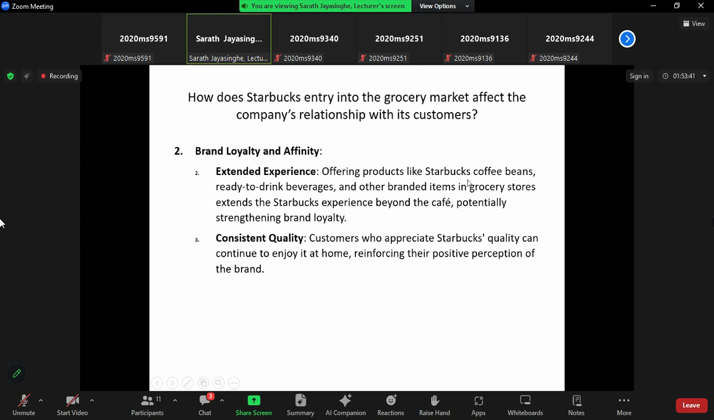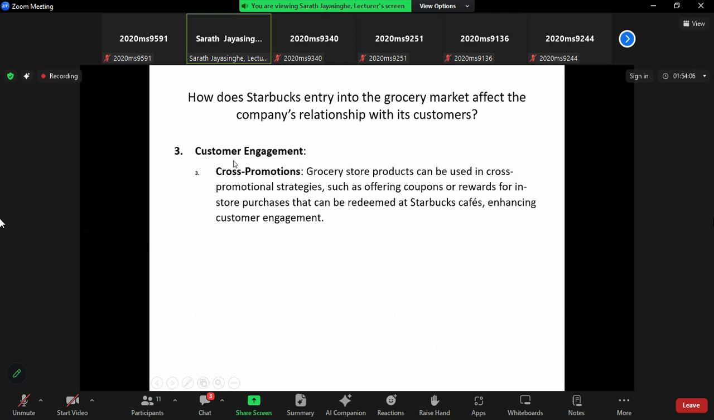Then brand loyalty and affinity, the extended experience. Products like Starbucks coffee beans, ready-to-drink beverages, and other branded items in grocery stores extend the Starbucks experience beyond the cafe, potentially strengthening brand loyalty. Then consistent quality: customers who appreciate Starbucks quality continue to enjoy it at home, reinforcing their positive perception of the brand. That is brand loyalty and affinity.